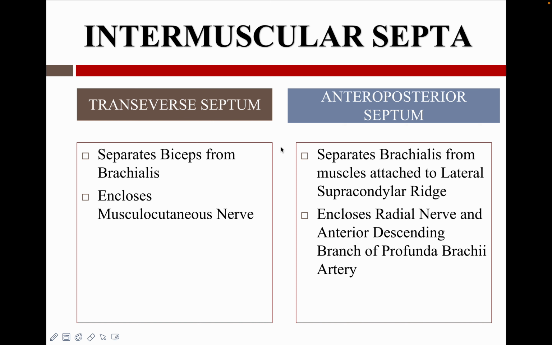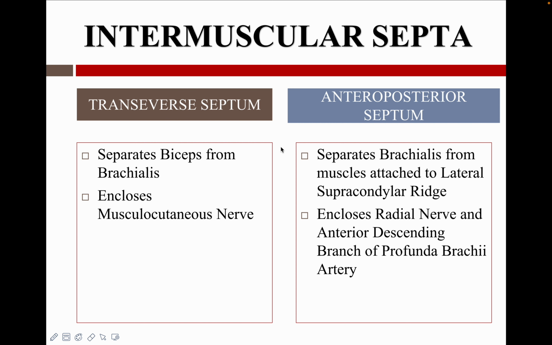Apart from the lateral and medial intermuscular septum, there are other septa as well, that is the transverse septum. The transverse septum separates the biceps and brachialis, that is, it separates the muscles of the same compartment from each other. Brachialis is the deeper layer in the anterior compartment, and biceps is above the brachialis. Both these muscles are separated from each other by the transverse septum, and this septum also encloses one of the very important nerves, the nerve of the arm, that is the musculocutaneous nerve.